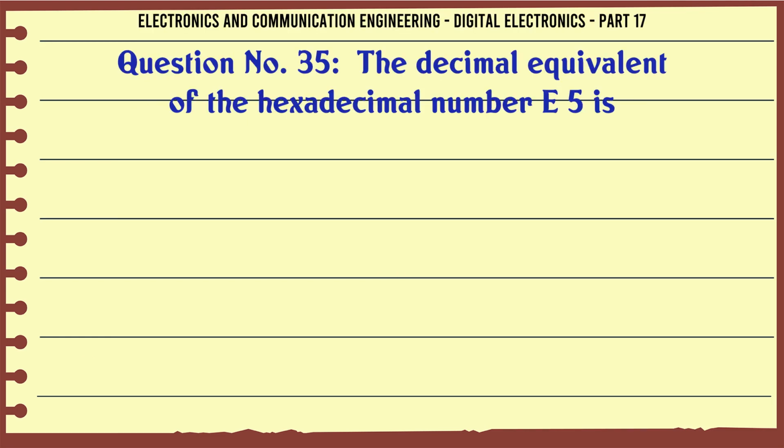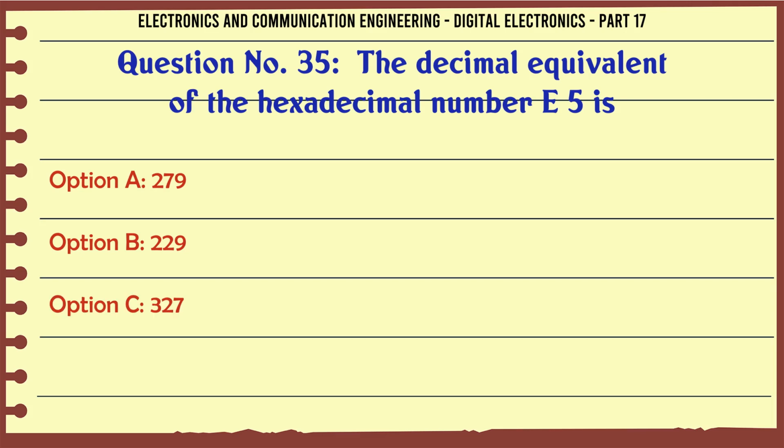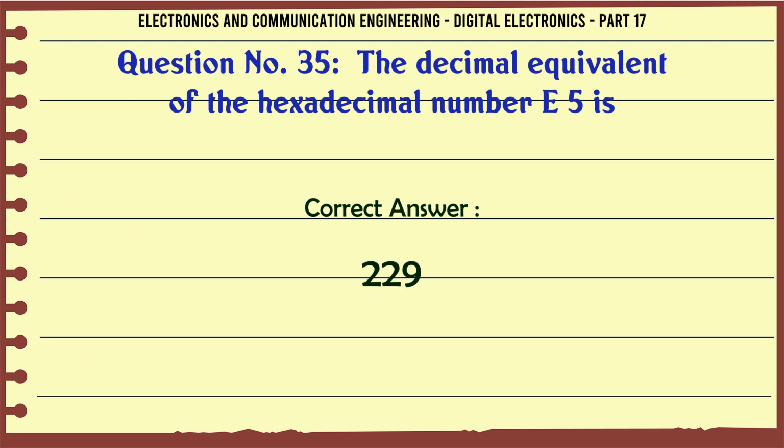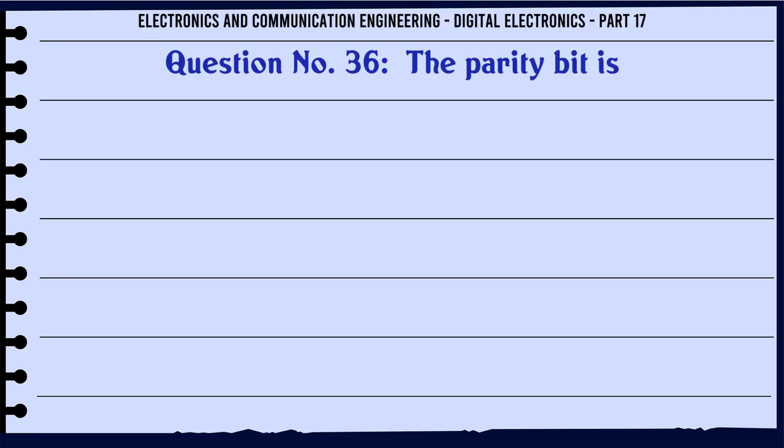The decimal equivalent of the hexadecimal number E5 is A. 279, B. 229, C. 327, D. 0. The correct answer is 229.